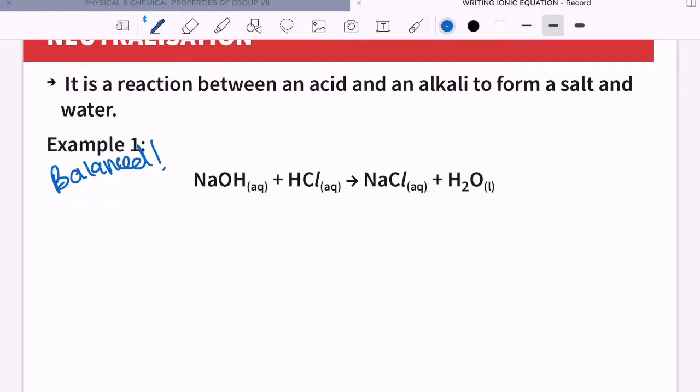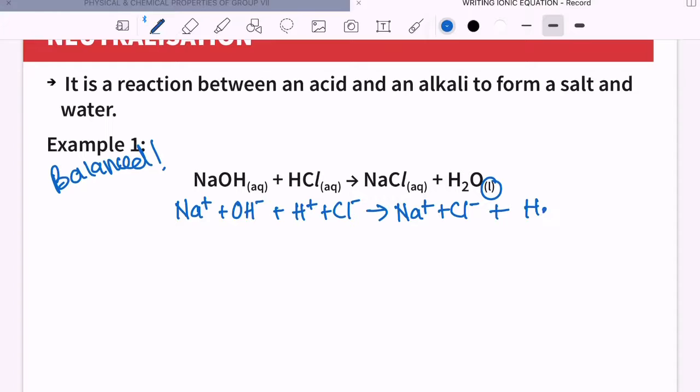Now it is time to break the aqueous substances into their ion form. What ions are present in sodium hydroxide? Na+ and OH-. Next, for HCl, the ions present are H+ and Cl-. To form NaCl in aqueous form, you break it into the ions Na+ and Cl-. Water is in liquid form, so do not break it down; you still write H2O.